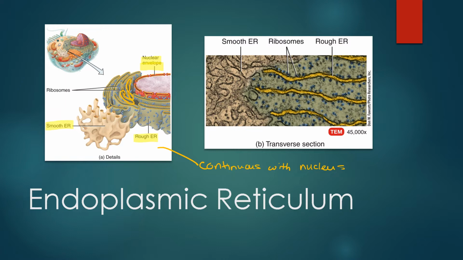The outer surface of the rough ER is also studded with ribosomes. So we can see those here, kind of blue in this picture. And these ribosomes are going to be the site for protein synthesis. Proteins that are synthesized by the ribosomes attached to the rough ER enter the spaces within the rough ER and they are processed and sorted.